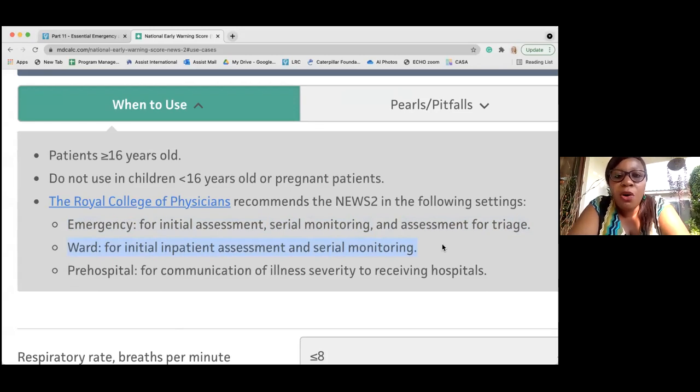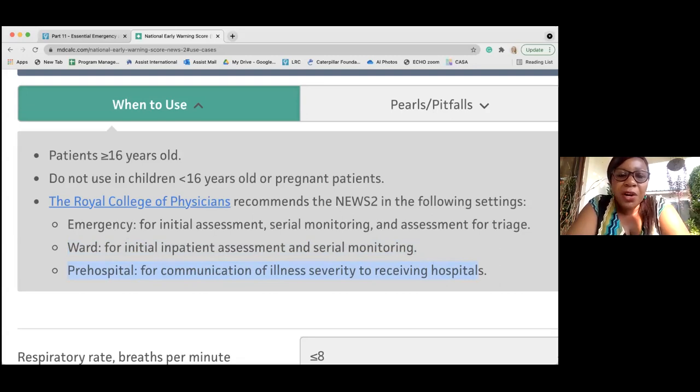It's a much more objective tool to use, especially if you're going to hand over to a colleague. So you've got a much more objective method of assessing improvement or deterioration. The NEWS2 score can also be used in the pre-hospital setup. This is a very good tool that you could use to communicate the severity of illness of your patient before you transfer to a receiving hospital.